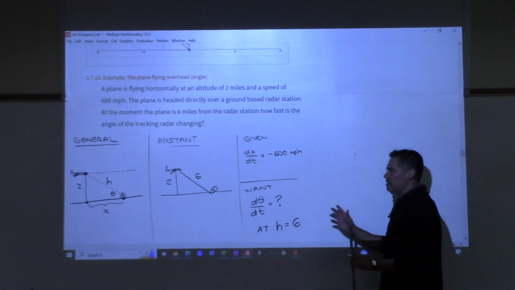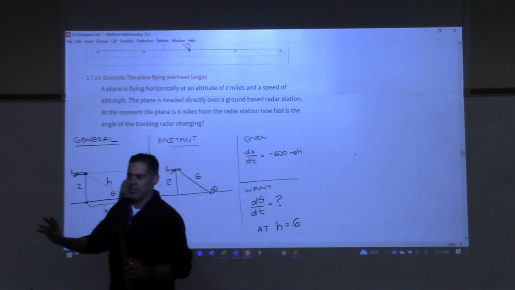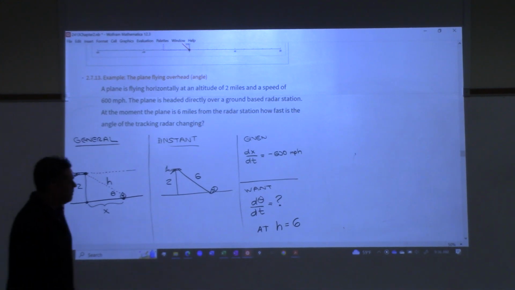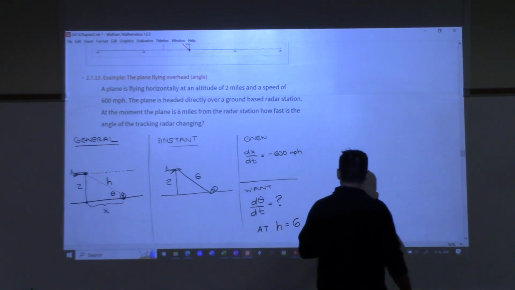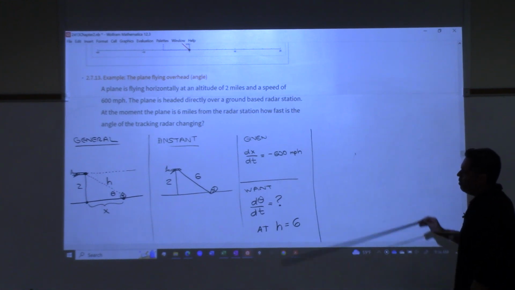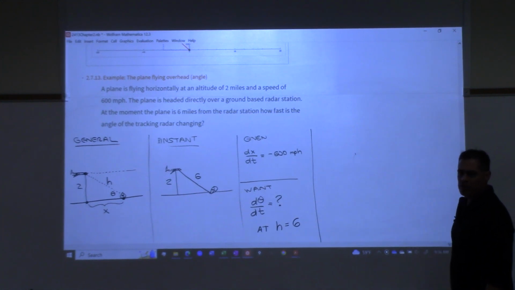Do y'all see how I'm constantly going back and forth trying to get my picture and assign variables? There's no cookie cutter, always do this step, then this step, then this step. It's kind of like you're trying to take the word problem and create the math problem, right? So that takes some thought. I know what I'm given, I know what I want and at the moment I want it. So I'm ready for an equation.